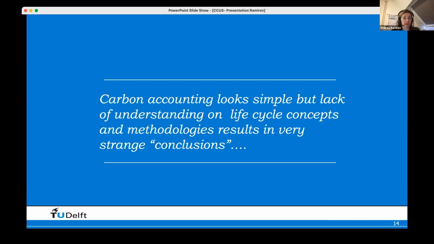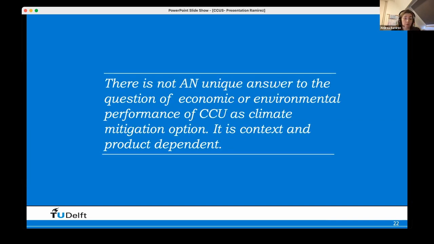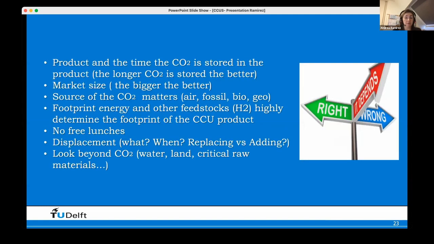So yes, carbon accounting is relatively simple, but you need to understand the concepts and the methodologies, and we still need to solve some of the bottlenecks on accounting circularity, since most LCA has been designed for linear systems. And I think I already made this point, there is no unique answer to the question of economic or environmental performance of CCU in general, but we know at this point that there are a couple of highlights that we already see.